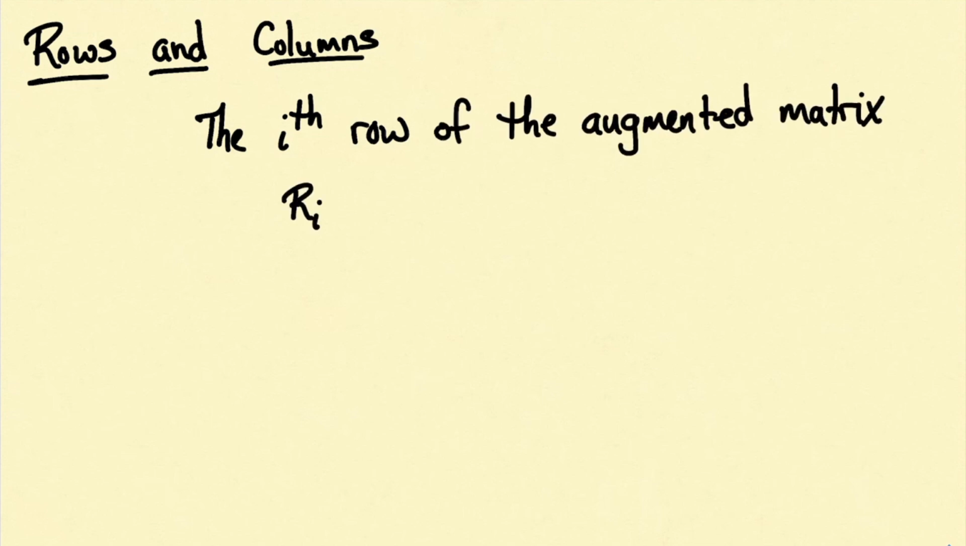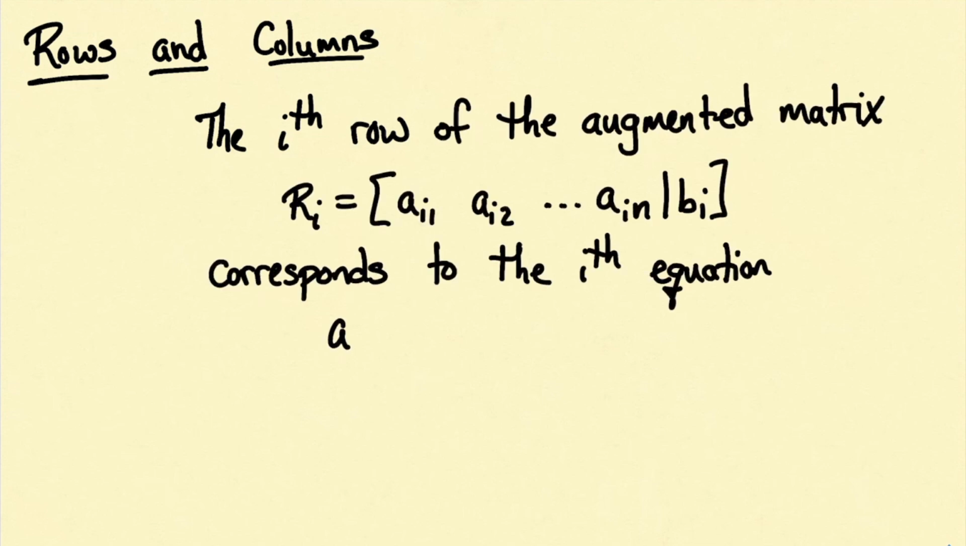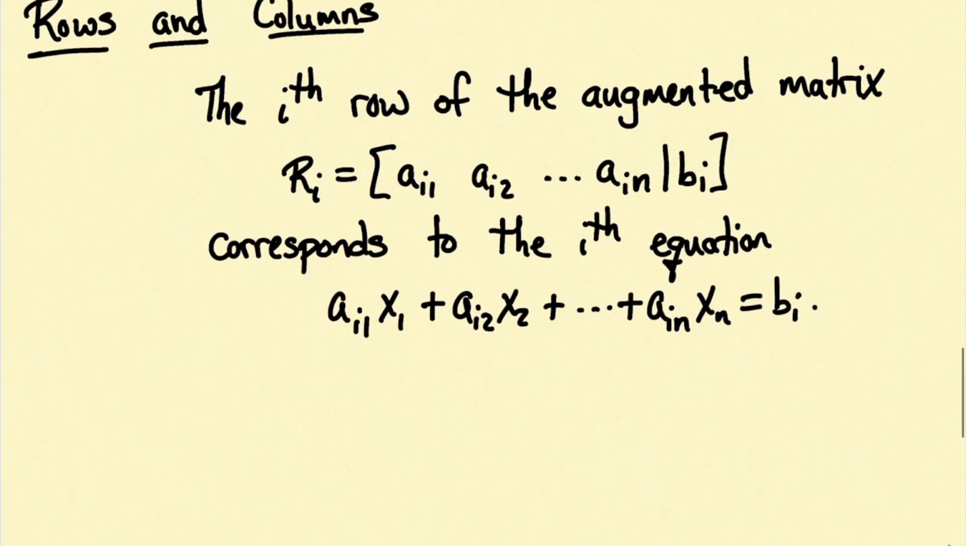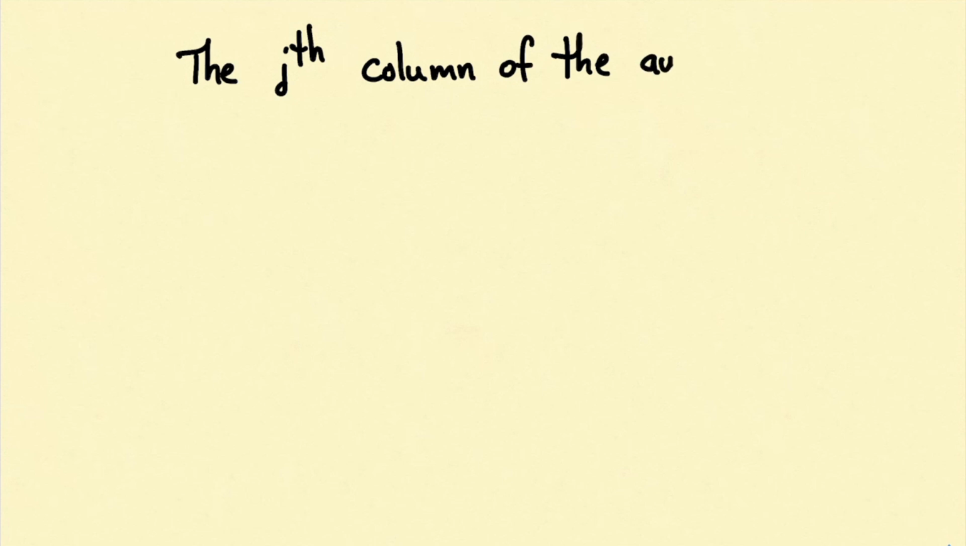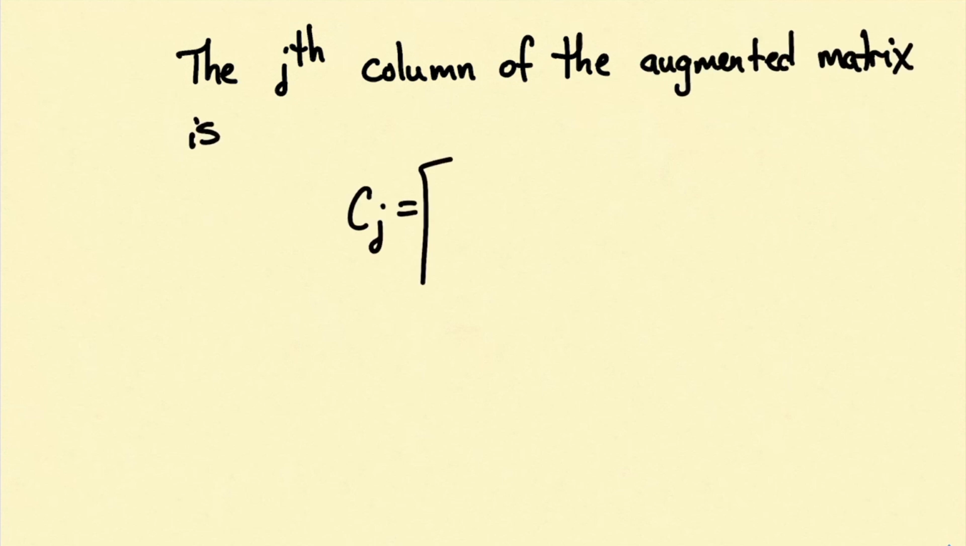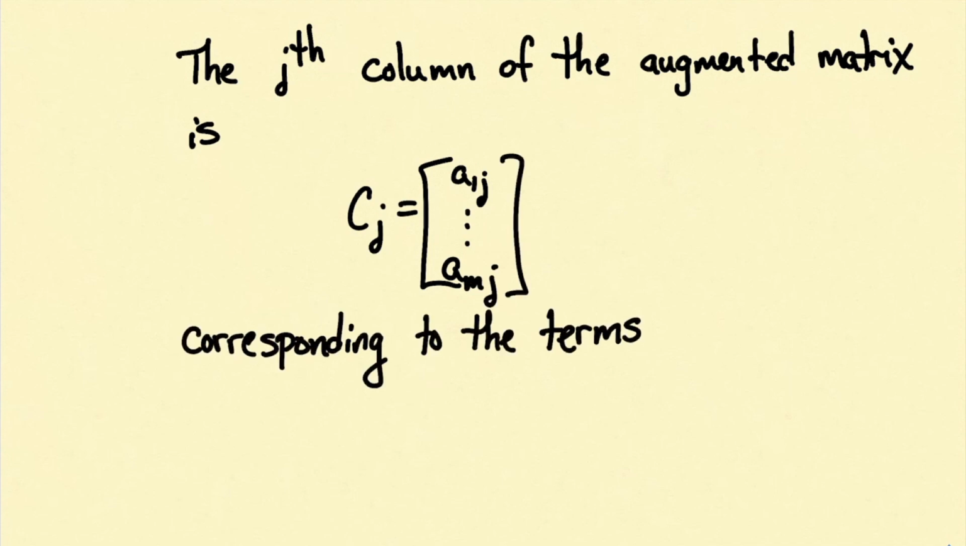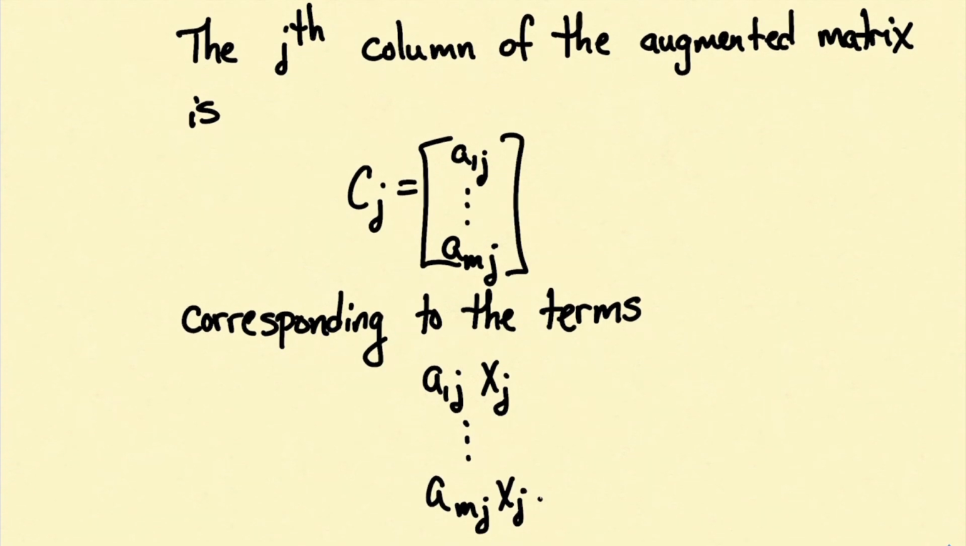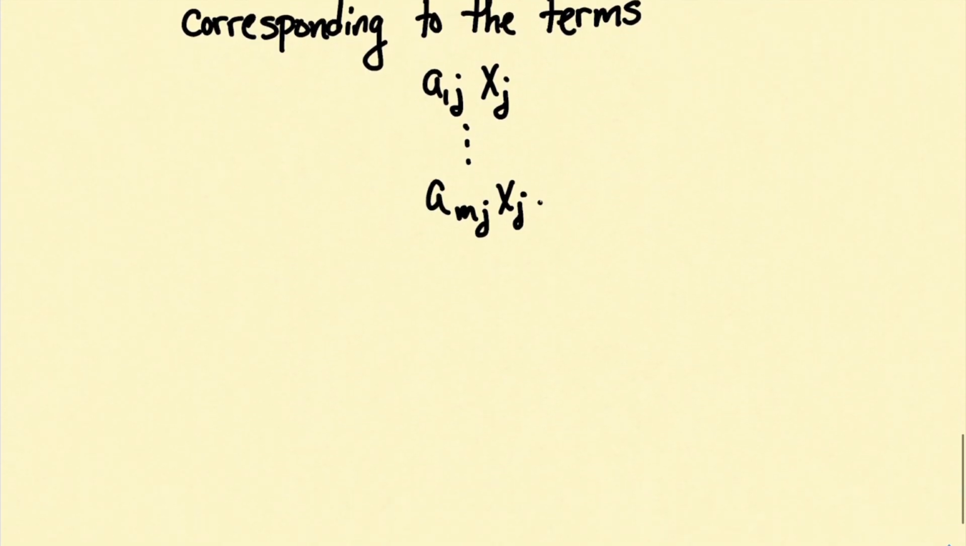The next piece of our dictionary is rows and columns. In our augmented matrix, we have rows which correspond to equations. It's very natural to talk about columns of our matrix. The jth column corresponds to all of the terms that are multiplied by the jth unknown. Using our dictionary, we can translate our operations on systems to operations on augmented matrices. We call these operations the elementary row operations.